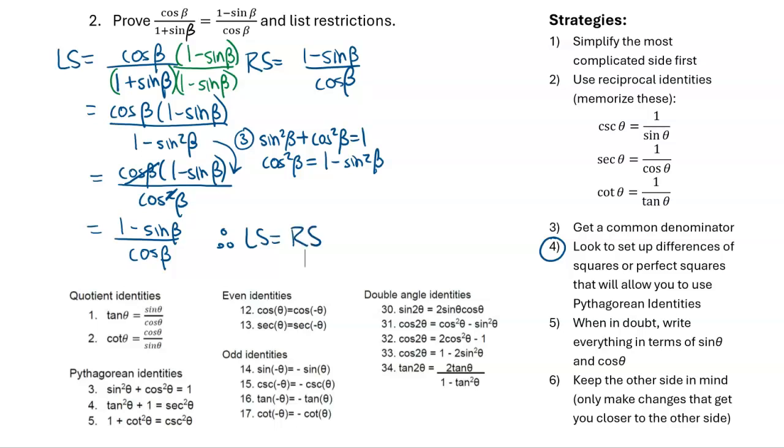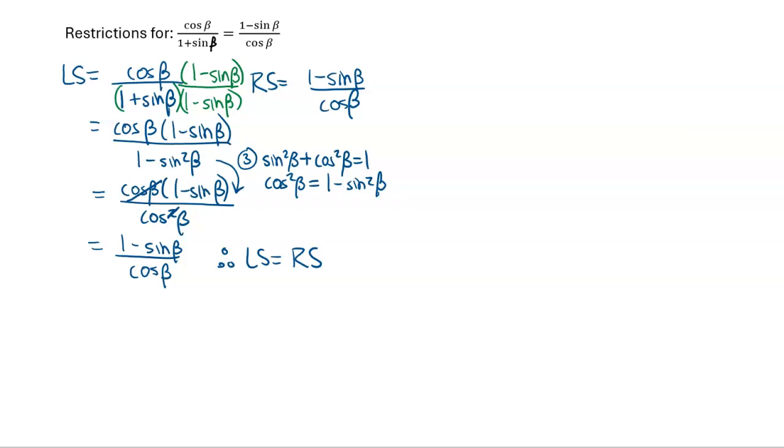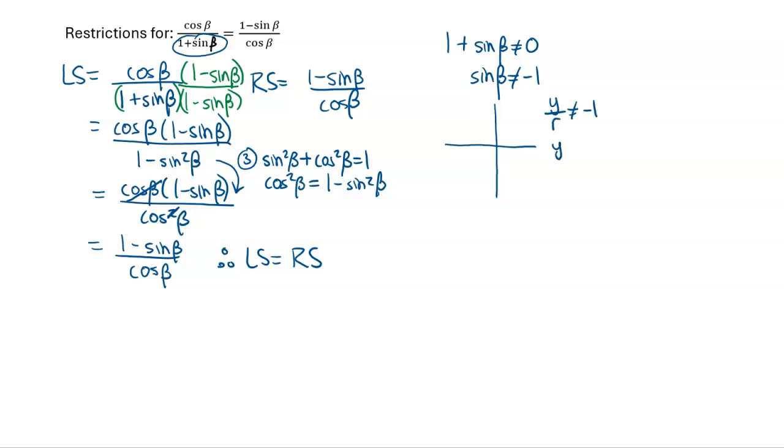Let's now look at restrictions. Now the first thing to note is that 1 plus sine beta cannot be 0. We brought this 1 minus sine beta in as part of the proof, but that isn't necessarily a restriction. But what is, is what's written in that first line. And so we're going to say 1 plus sine beta cannot be equal to 0, which means that sine of beta cannot be equal to -1. And so because sine, as we said before in example 1, is y over r, that can't be equal to -1, that means that y cannot be equal to negative of r.